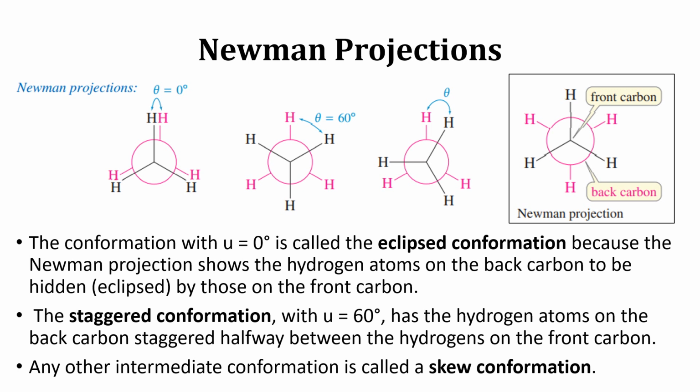In drawing conformations, we often use Newman projections, a way of drawing a molecule looking straight down the bond connecting two carbon atoms. The front carbon atom is represented by three lines or three bonds coming together in a Y shape. The back carbon is represented by a circle with three bonds pointing out from it. The conformation with dihedral angle equal to 0 degrees is called the eclipsed conformation because the Newman projection shows the hydrogen atoms on the back carbon to be hidden by those on the front carbon. The staggered conformation with dihedral angle equal to 60 degrees has the hydrogen atoms on the back carbon staggered halfway between the hydrogen atoms on the front carbon. Any other intermediate conformation is called a skew conformation.